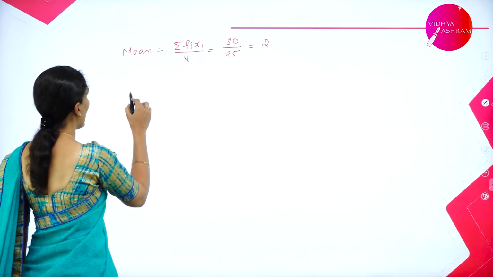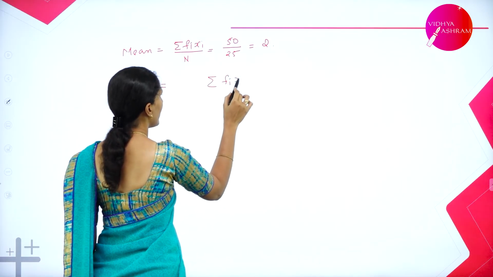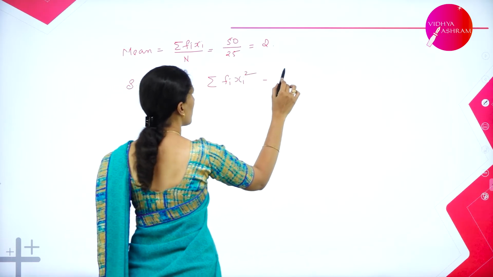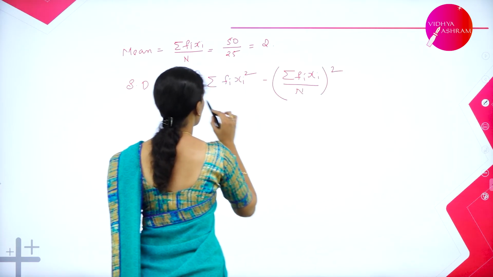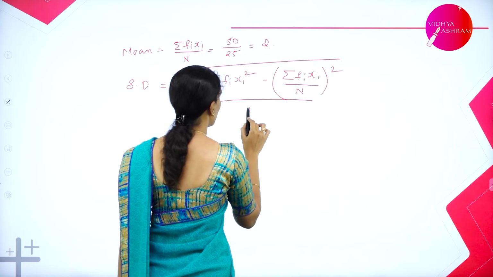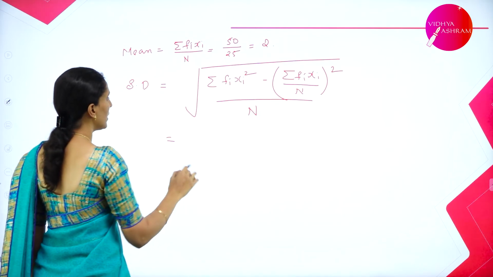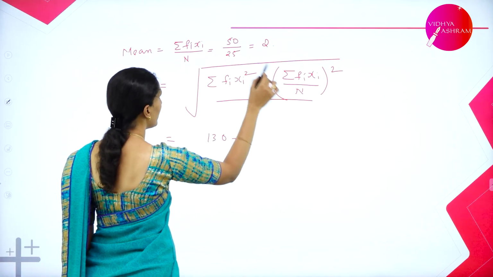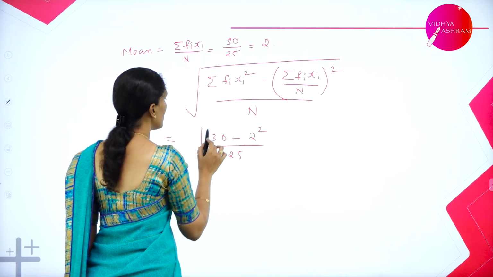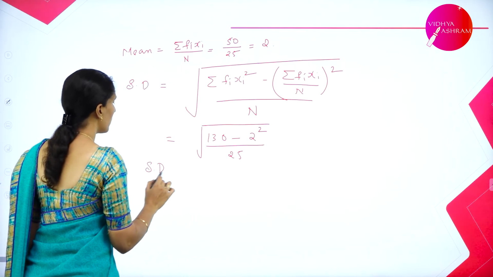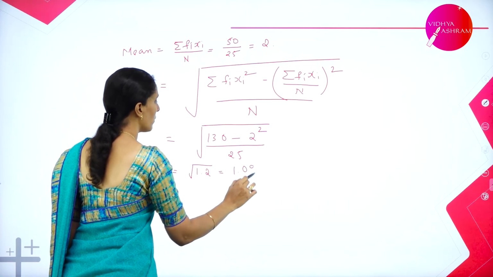The next one is standard deviation. Standard deviation is the square root of summation Fi Xi square divided by n minus summation Fi Xi by n whole square. So this is the formula. So here now we have summation Fi Xi square is 130 divided by n, which is 25, minus 50 by 25, that is 2 square, under the square root. So when you calculate SD, you will get the value as square root of 1.2, which is 1.09.